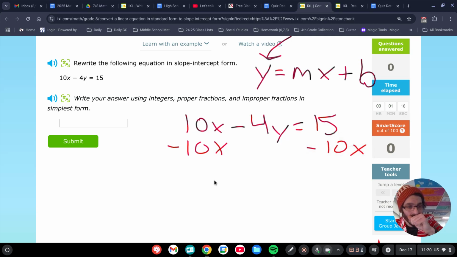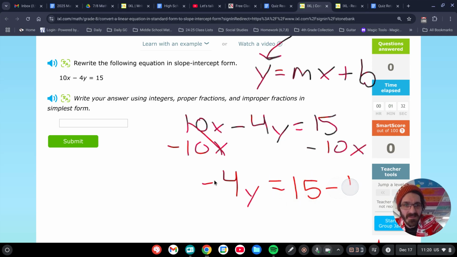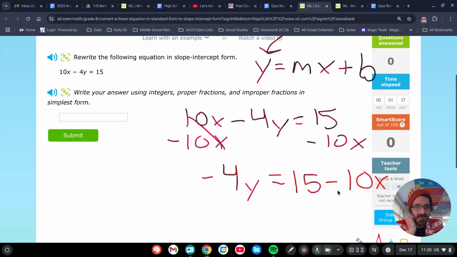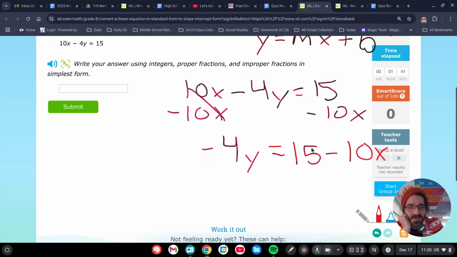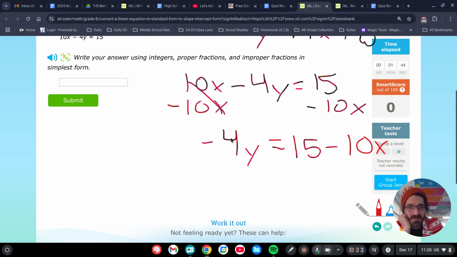Okay? These cancel out. I'm left with negative 4y. We can't forget about that negative, or the negative subtraction symbol. We can consider that a negative. That has to come along for the ride. And then we've got 15 minus 10x. Now we can't combine 15 and 10x because they're unlike terms. They're different terms. So we're just going to keep it the way it is, like this. We still have one problem left. So we have one step. Here's our second step. I think this will be our final step.